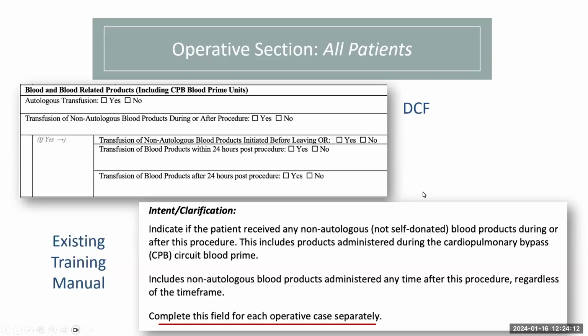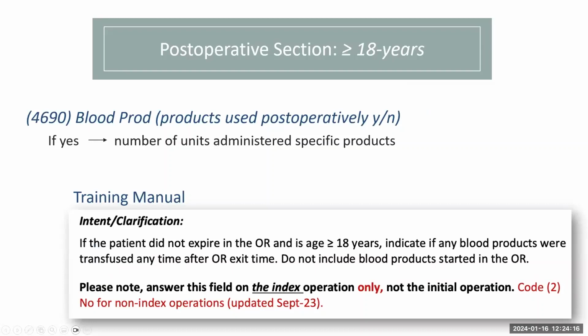Next slide. Okay, so now in the post-operative section, when the patient is greater than or equal to 18 years of age, this is where the adults collect a little bit of extra information about blood products. So yes, you're already going to complete it in the operative section. And now if that patient is greater than or equal to 18 years of age, you're going to come to the post-op section and be asked some questions about blood products as well.